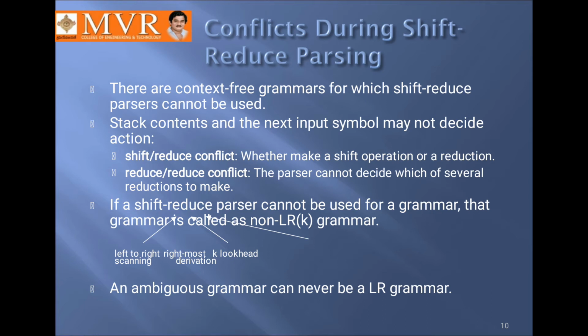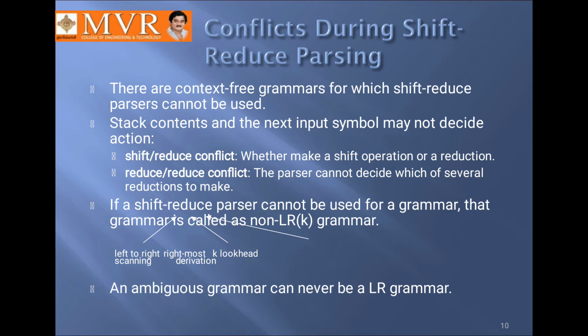During shift-reduce parsing, a conflict may come. Then for such context-free grammars the shift-reduce parser cannot be used. The stack contents and the next input symbol may not decide the action. In a shift/reduce conflict, we cannot decide whether to make a shift operation or a reduction. In a reduce/reduce conflict, the parser cannot decide which of the several reductions to make.